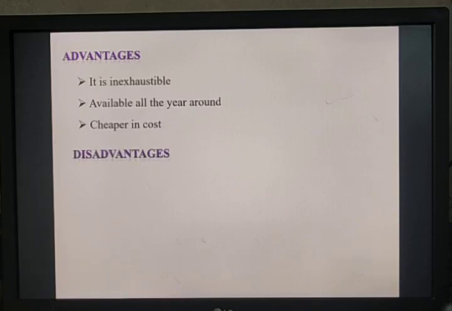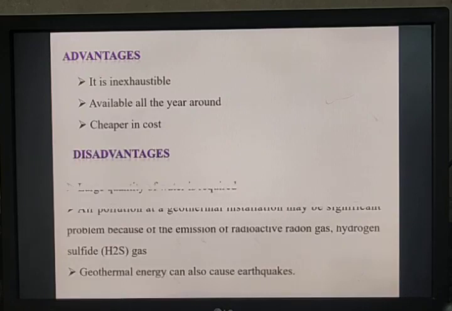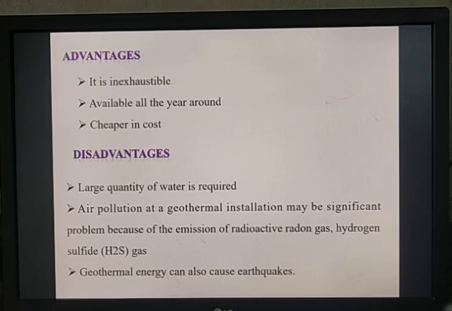And the drawbacks of geothermal power plants. The first thing, location. We can generate the power only in dry, hot rock places. In the remaining places we can't generate the power with the help of a geothermal power plant. And one more thing, the initial cost is more. And by using this geothermal energy, earthquakes can appear.